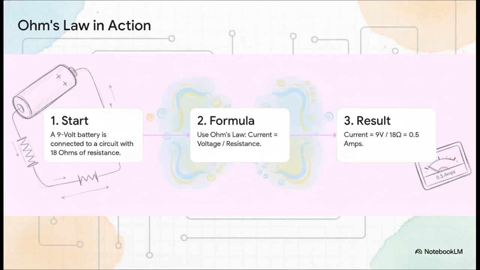Let's put this into action with a super quick example. Say you have a standard 9-volt battery, and you connect it to something with 18 ohms of resistance. How much current is actually going to flow? Well, we just shuffle the formula around a bit. Current is just voltage divided by resistance. So 9 volts divided by 18 ohms, that gives you 0.5 amps. Half an amp. See, it's really that straightforward.